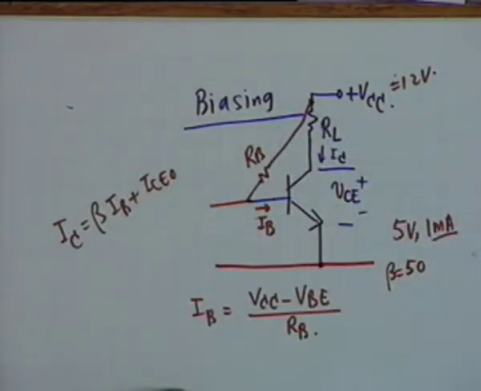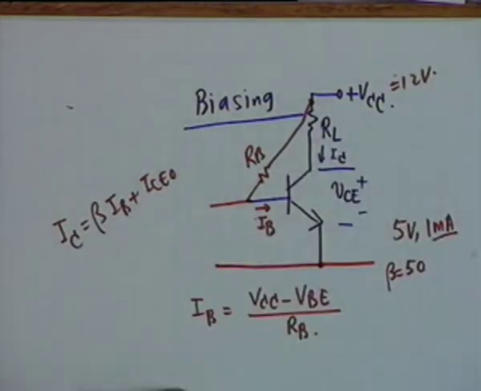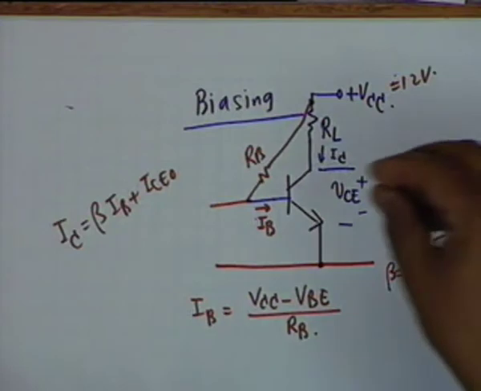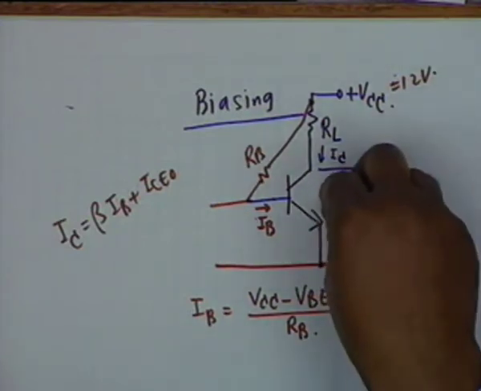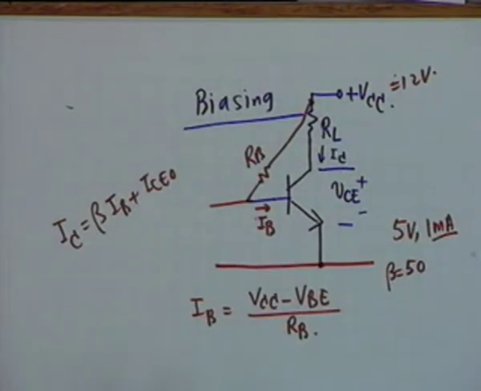The disadvantage of this is that if this transistor goes bad and you replace it by another transistor of the same type, then the Q point will go haywire.